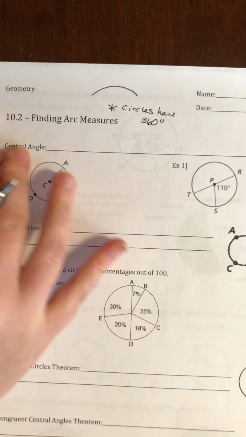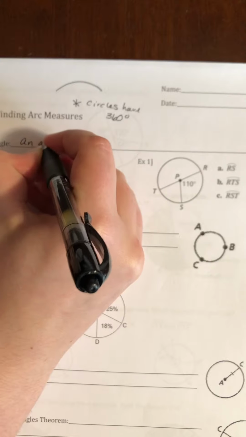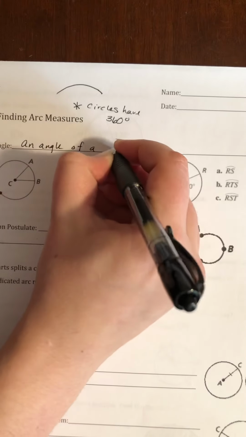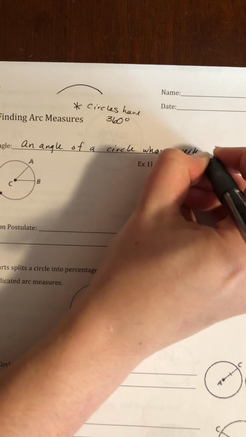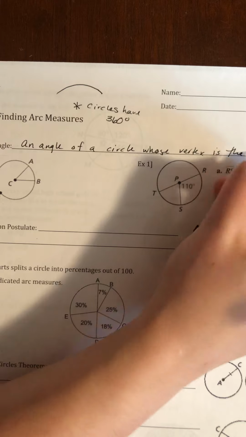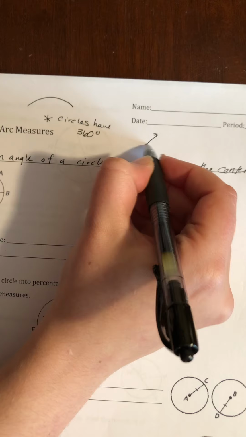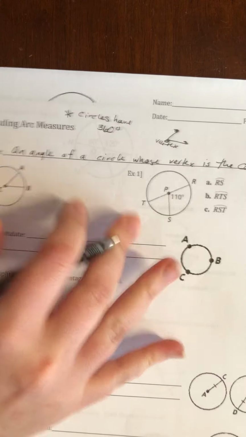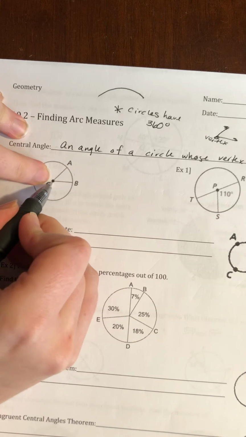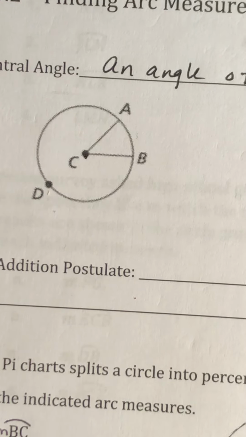So the first thing we're going to talk about is a central angle. A central angle is an angle of a circle whose vertex is the center. So remember, when we talk about angles, they always have a vertex. Here, inside a circle, the vertex is going to be the center of the circle and it's going to go out to the edges.